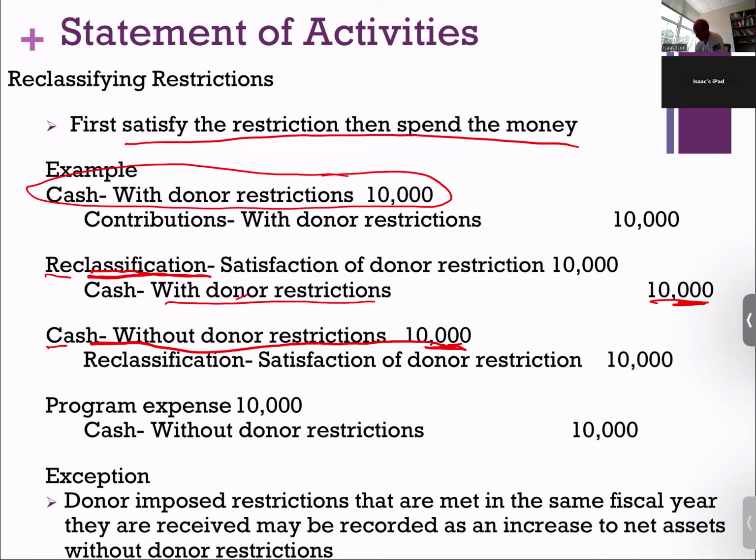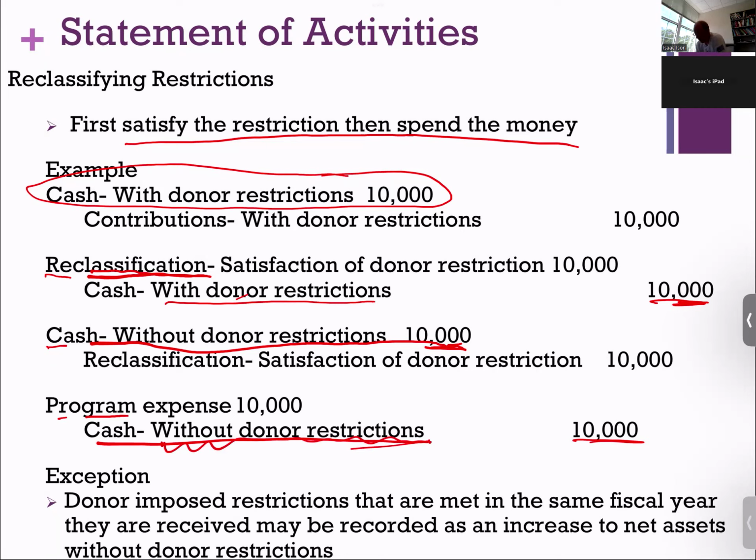And then we actually spend the money. So in this case, it's a program expense. It just means that's part of the mission of the organization. That's what a program expense is. And so we record the expense and reduce the cash account without donor restrictions. So that's what I'm saying. It has to be without donor restrictions in order for us to spend it. So you have to go through this process.